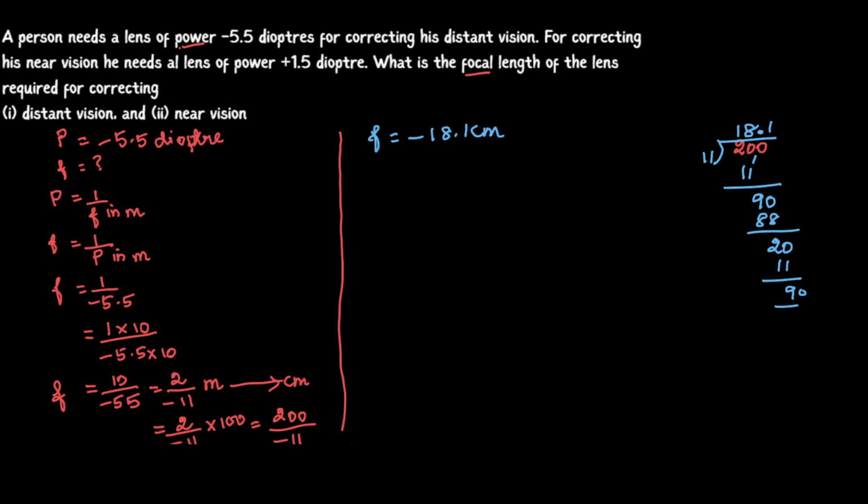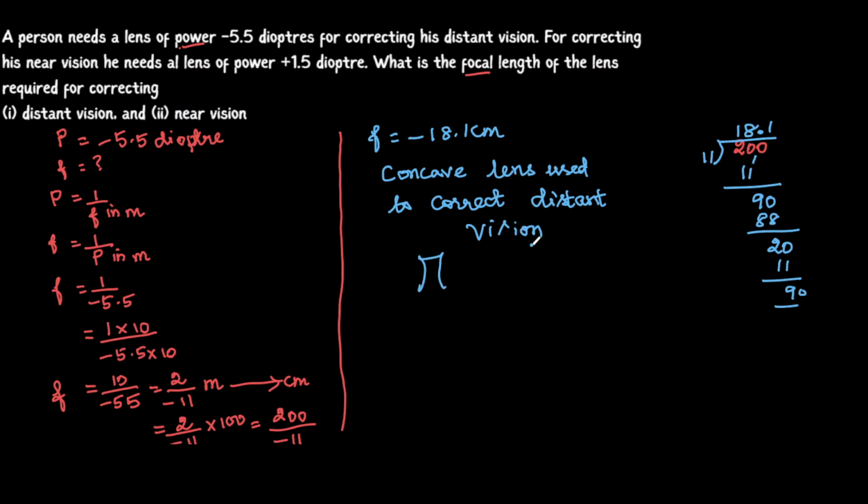So focal length value we got negative. So it is negative. So what is the corrective lens we have to use is concave lens. So concave lens should be used to correct distant vision. So we got negative value, so concave lens should be used. The lens with focal length of minus 18.1 centimeter should be used to correct distant vision.